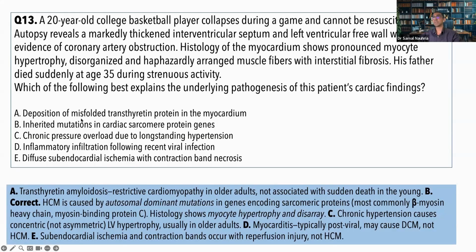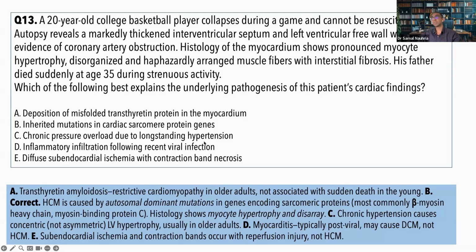So A is deposition of misfolded transthyretin. Transthyretin misfolding and deposition in the myocardium is a type of amyloidosis. Okay, next: inherited mutations in cardiac sarcomere protein genes. Yes, this is the answer. And which one is the most important? One of the sarcomere protein genes, which is very important, is the beta myosin heavy chain gene. I have mentioned it here, so you can learn this name.